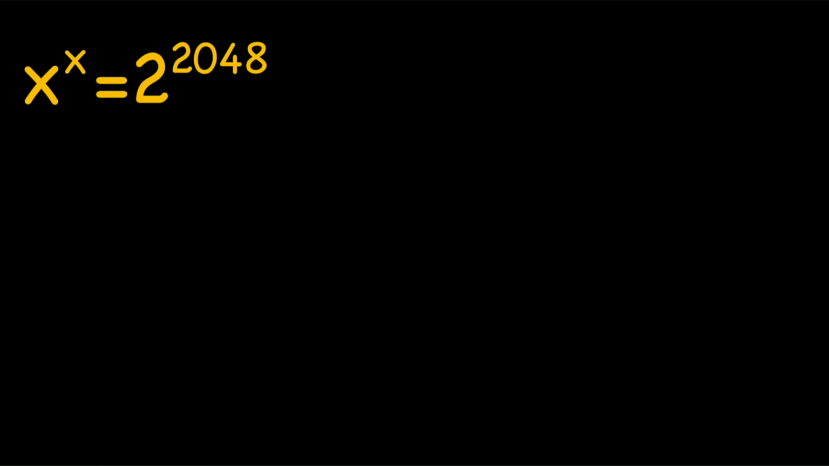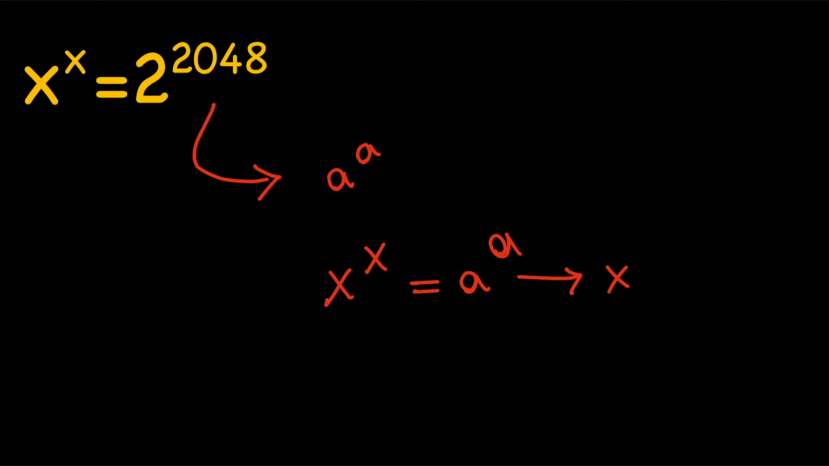Great, so if you look at the left-hand side of the equation, we have x to the power of x, which means we have an exponent where the power and the base are equal. So this gives me the idea that maybe we need to turn the right-hand side into an exponent with the same form. So maybe we need to turn it into something like a to the power of a, because if we do that, we're going to be able to say that x to the power of x equals a to the power of a, and therefore x equals a.